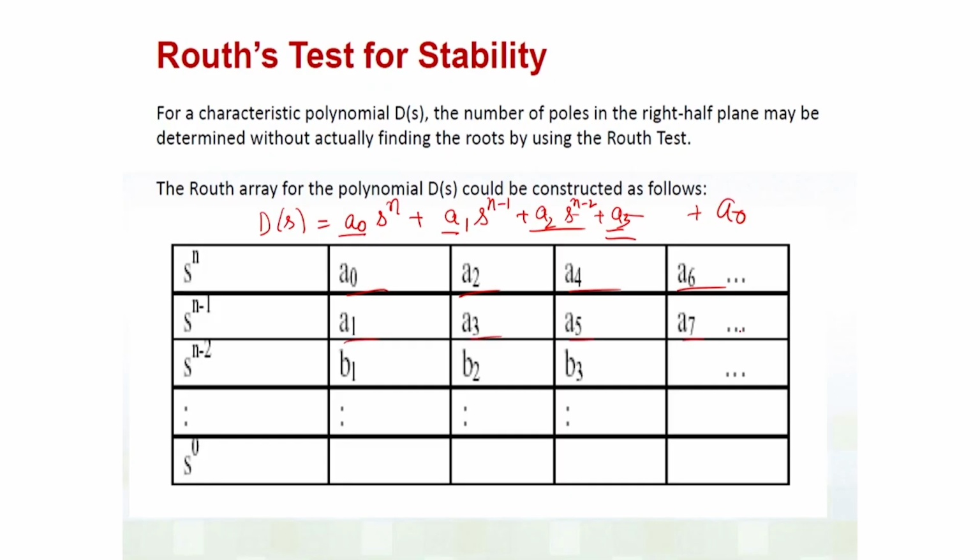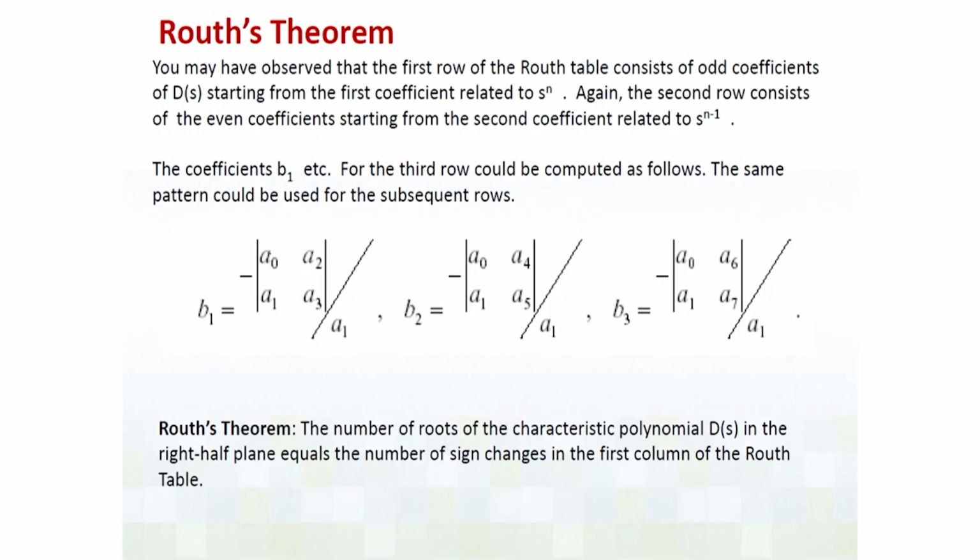You are going to hit the next row, s to the power n minus 2, which has a b1 coefficient that can be constructed out of a0, a2, a1 and a3, etc. In order to construct this row, you have to consider a1 as the pivot of the row, and then every term can be defined in a way that b1 is minus the determinant of a0, a2, a1, a3 divided by a1, b2 is minus the determinant of a0, a4, a1, a5 divided by a1, and b3 is also like that. So, this is the table for b1, b2, b3. Like that you have to do it till the end of the series.